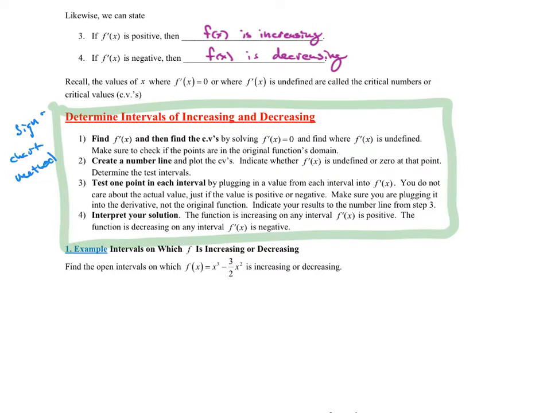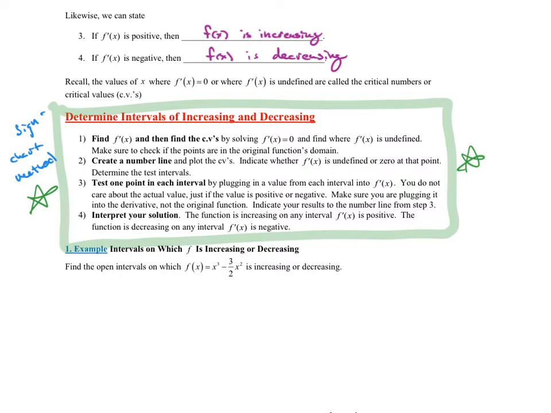Well, the first point was to find where it's equal to 0, but in this case, we're going to find where the derivative is equal to 0 or undefined. In other words, we need to find those critical values. So the first thing that you do is find those critical values. The second thing that you're going to do is create a number line and then plot those points and determine the intervals. The third thing you do is you take one of those points in each of those intervals and you plug it into the derivative.